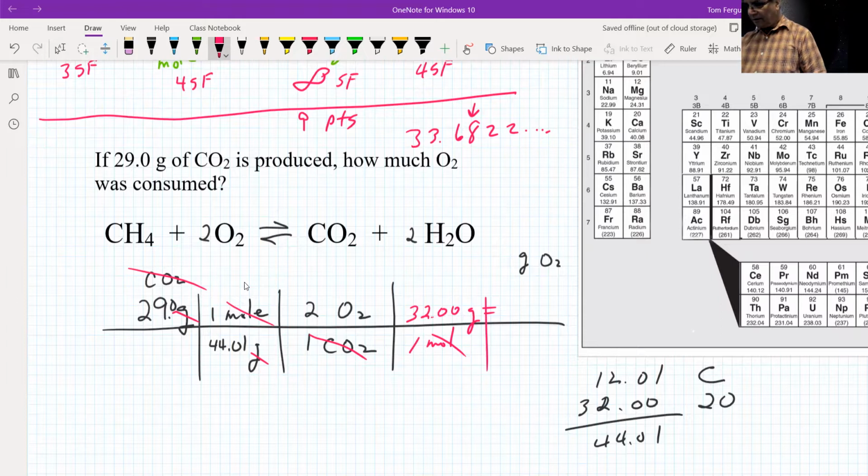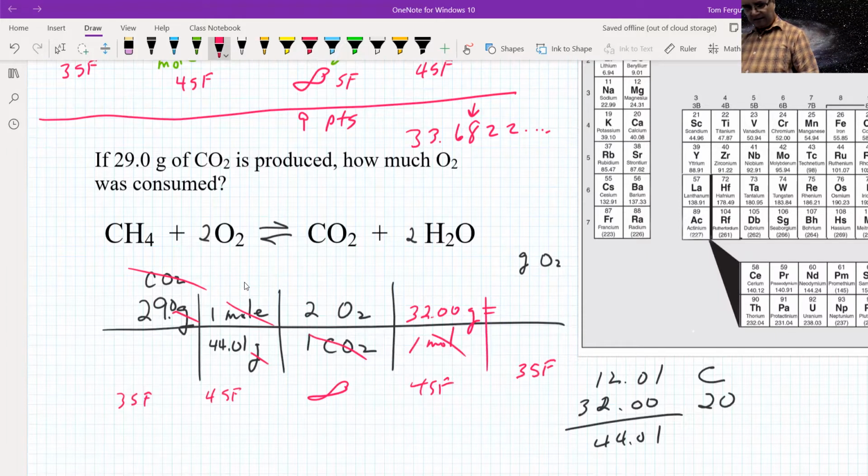And sig fig wise, we're looking at 3 sig figs, 4 sig figs, infinite sig figs, 4 sig figs. Our answer is going to be 3 sig figs. So that's 42.1.